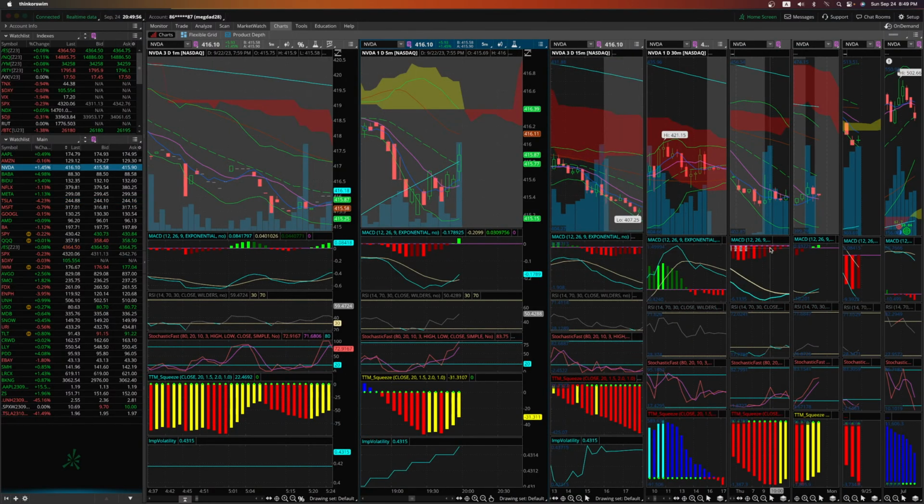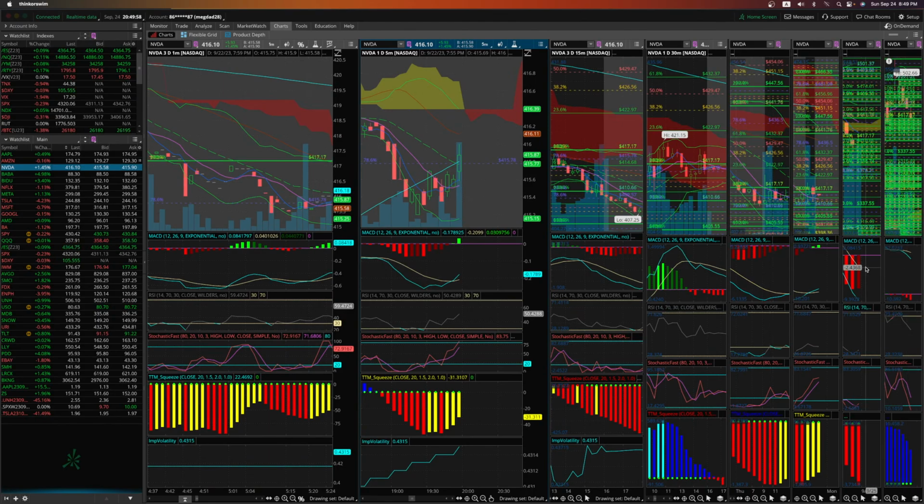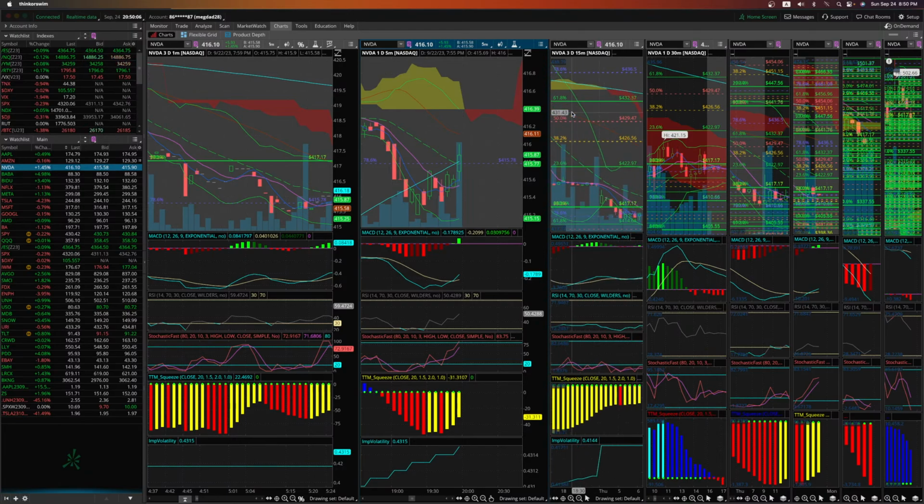Nvidia, another interesting name. You can see here the daily MACD dead cross. Even it tried to jump like last week, 441. It tried and failed, but anyway, that's just too much detail. Let's go to another one.